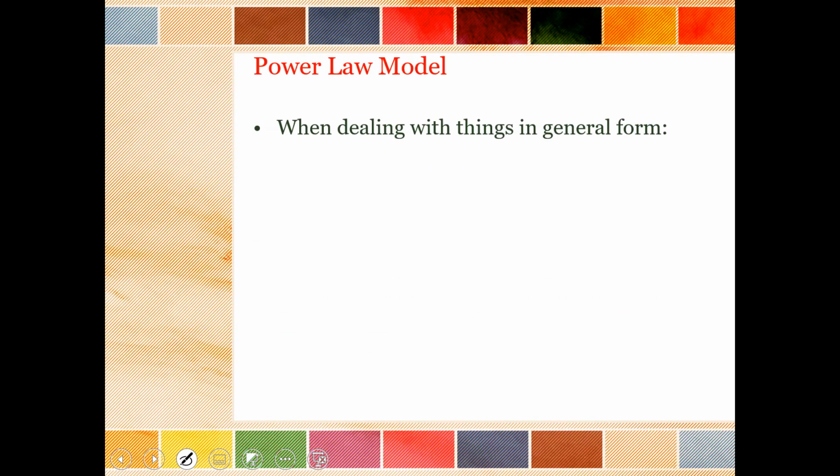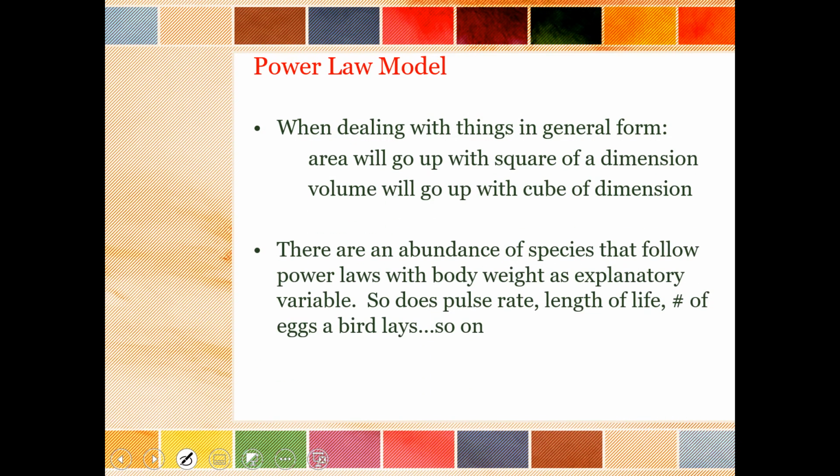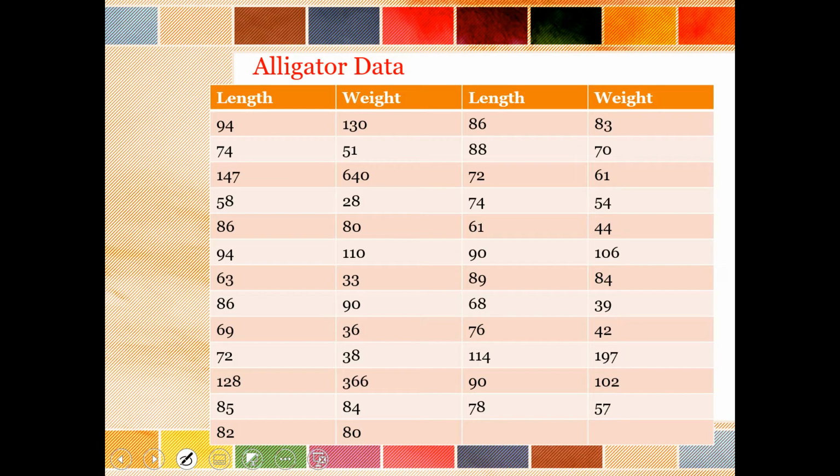Okay, so a little bit of notes. I wouldn't write all this down, but if you'd like to, there's a lot of things that fall into this power law model. Lengths and weights, a lot of things go up with powers. So anything that's area is squared, anything that's volume is cubed, like the fish problem that we did a couple days ago. According to your book, pulse rate, length of life, and the number of eggs a bird lays also fall into this power law. So there's a lot of things that this power law problem will do.